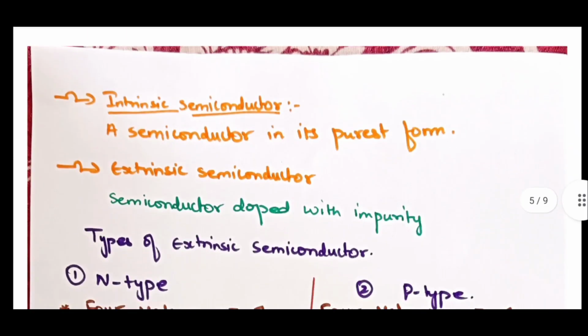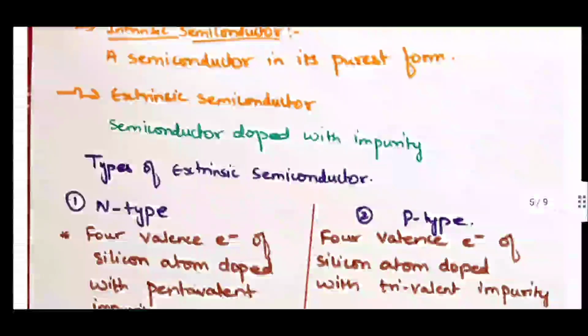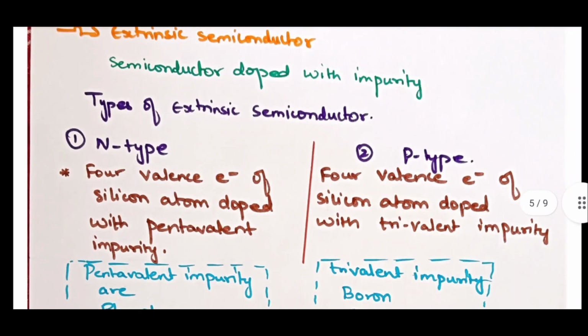Now we have the semiconductor. You know that a semiconductor is a solid or a metal which has properties like conductivity and resistivity with values between conductor and insulator. You have two types of semiconductor: intrinsic and extrinsic. Intrinsic means a semiconductor in its purest form. Extrinsic semiconductor means a semiconductor doped with an impurity. You have two types of extrinsic semiconductor, and this is also an important question: N-type and P-type.